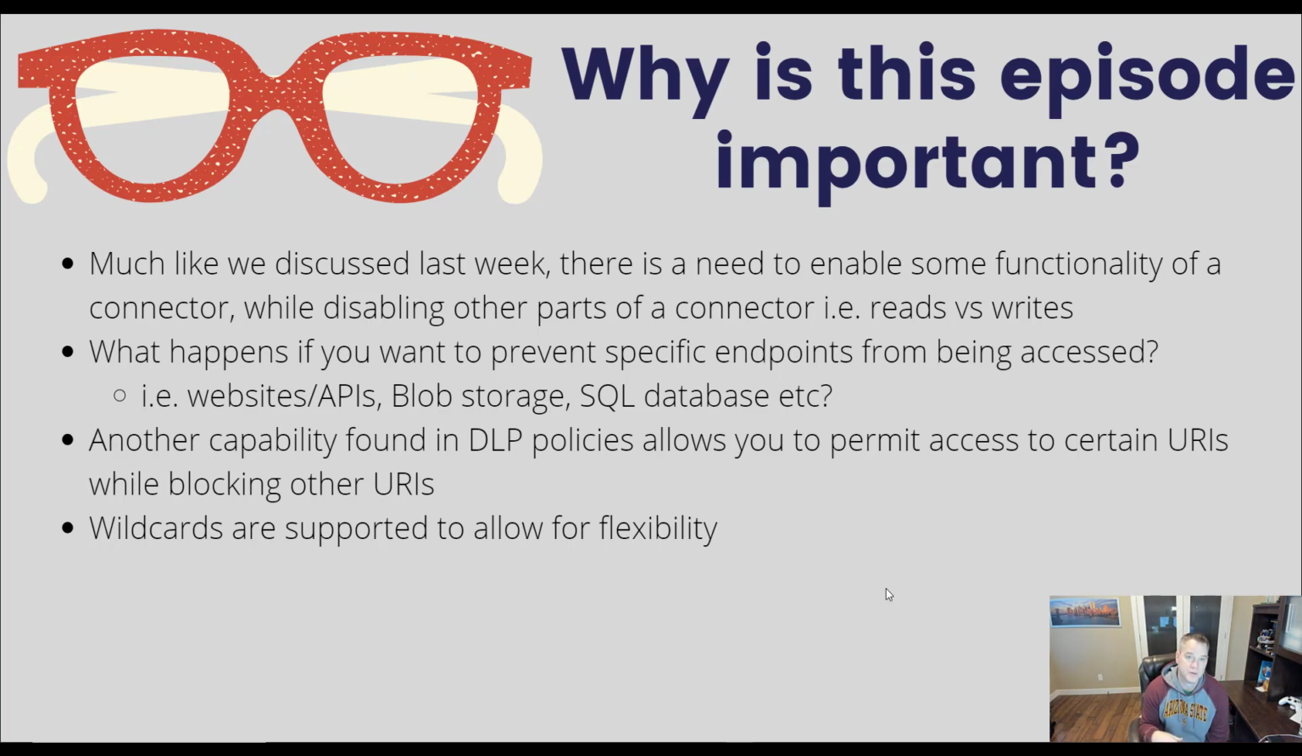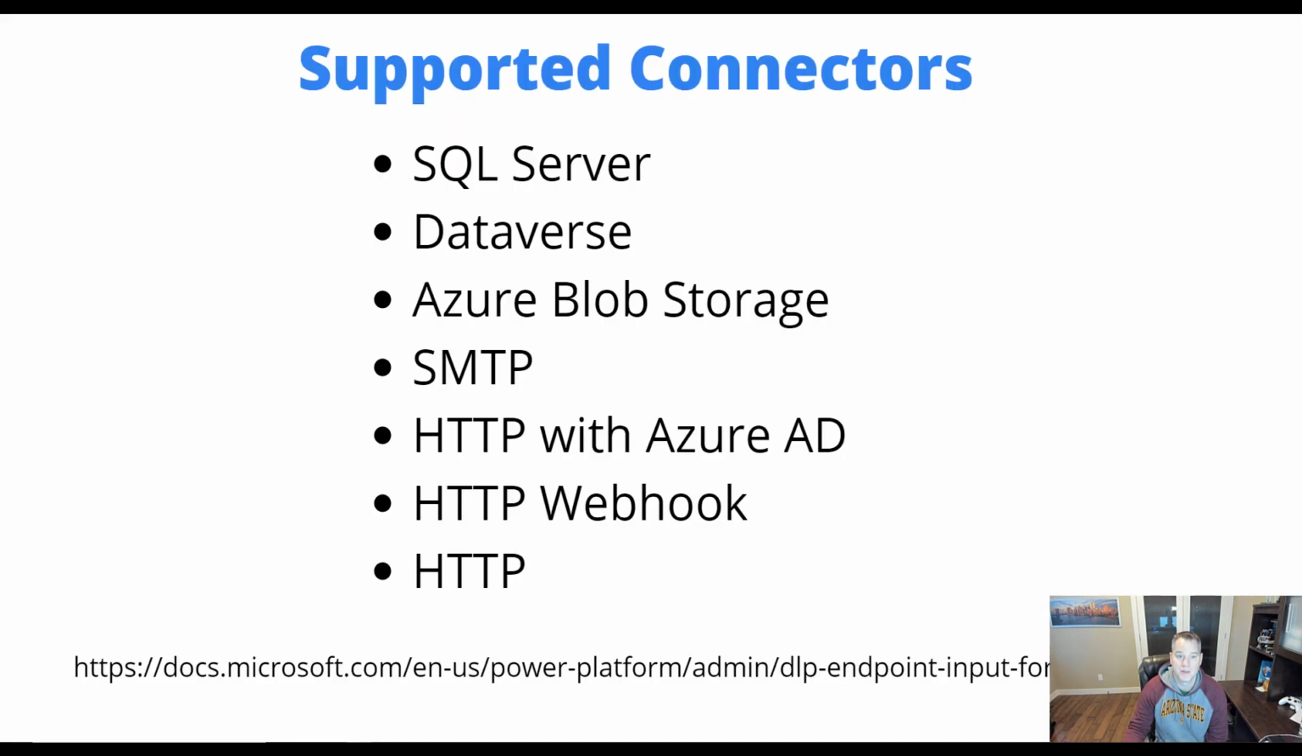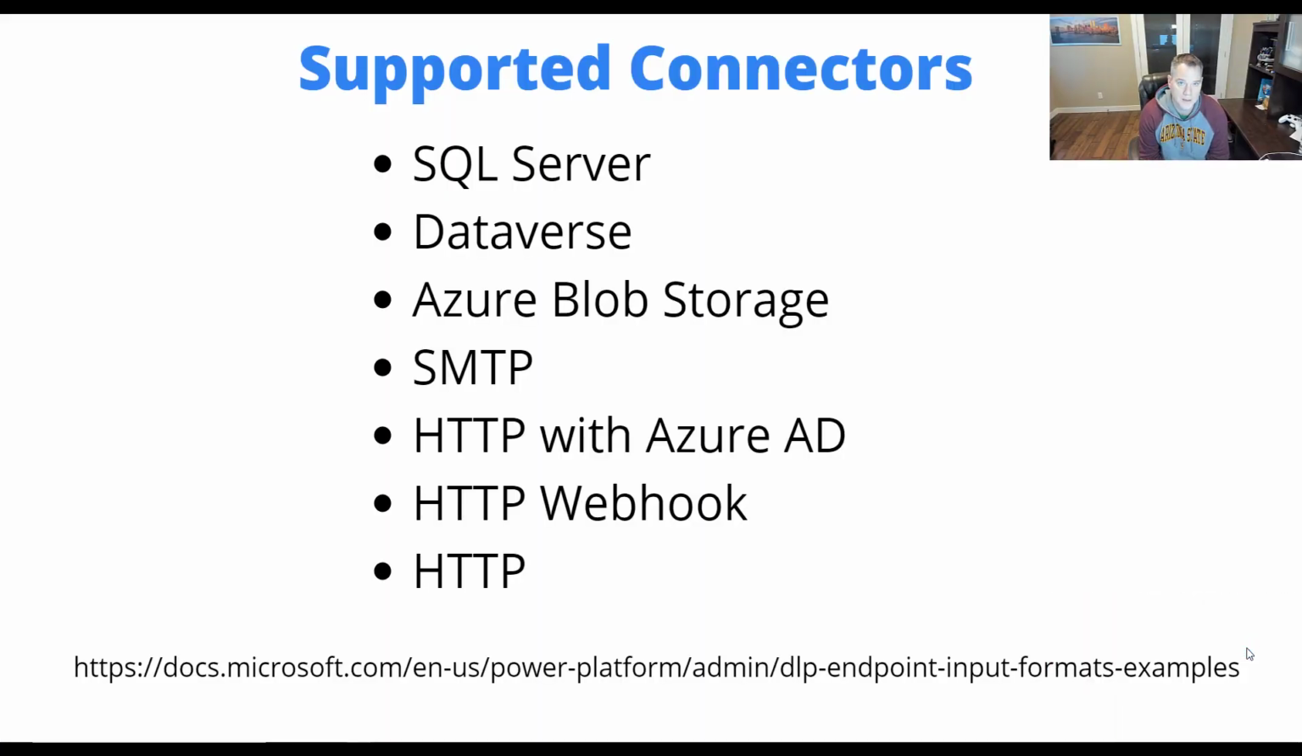And so what we can actually do now is filter on specific endpoints, which allows us to create permit and deny lists in terms of how we can connect to certain URIs while blocking other URIs. And naturally, to ensure that it's flexible, we can also use wildcards, essentially the star character in many situations, to allow for more flexibility. The one challenge I would say is not every connector is going to support this, but a lot of the high priority ones in my mind are covered.